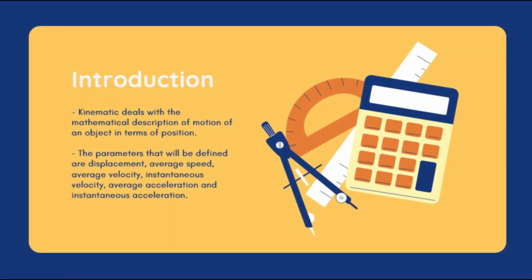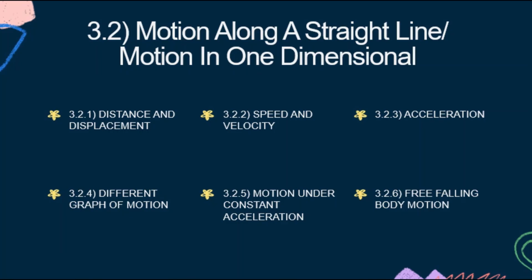So, for introduction, kinematics deals with the mathematical description of motion of an object in terms of position. The parameters that will be defined are displacement, average speed, average velocity, instantaneous velocity, average acceleration, and instantaneous acceleration. So next, 3.2, motion along a straight line, or motion in one dimension.